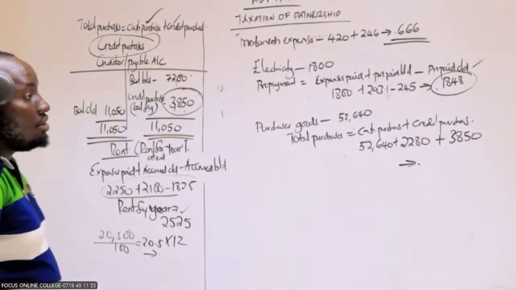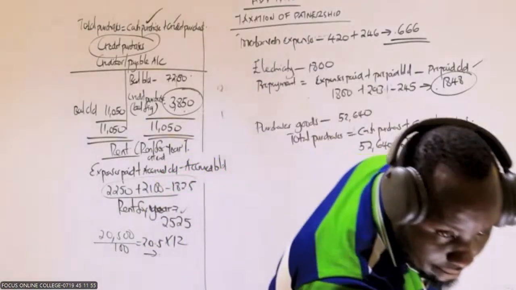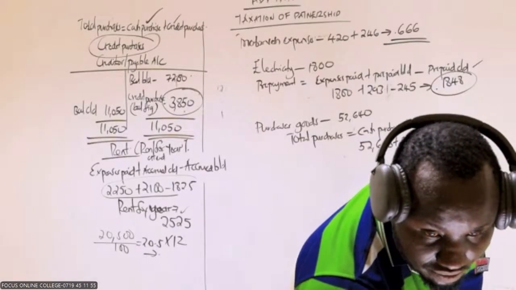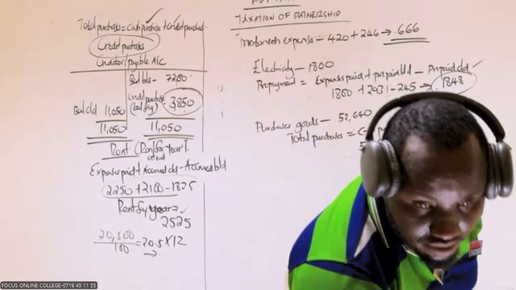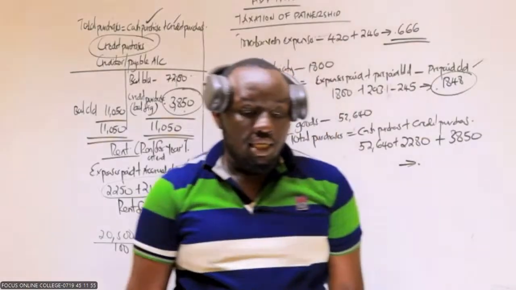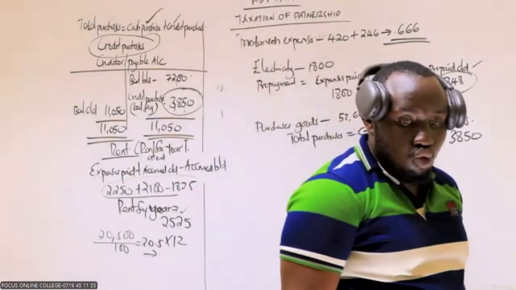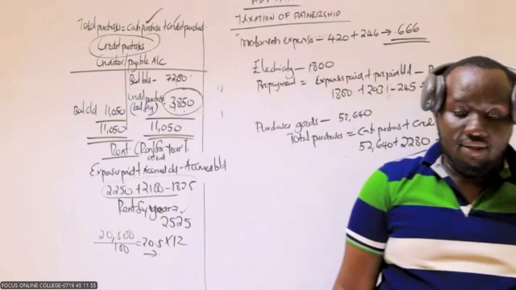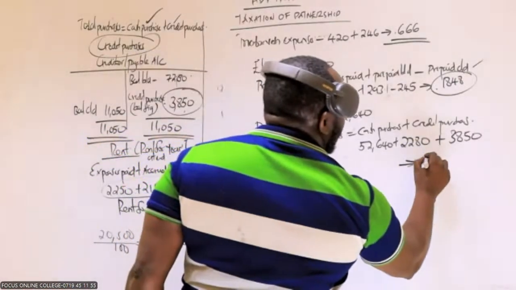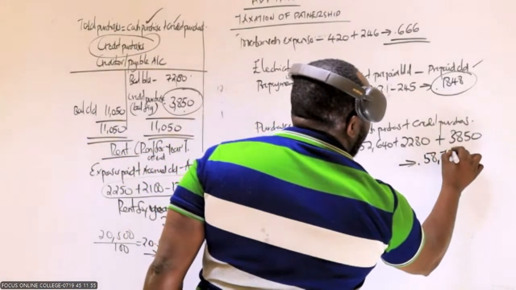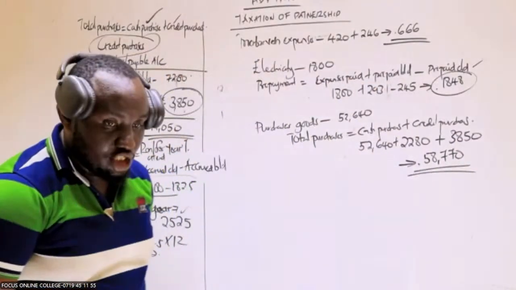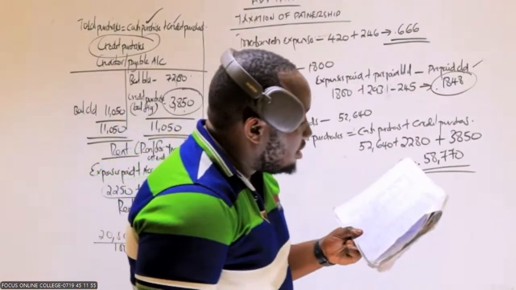So we can have a summary. Sioni, I'm not able to see that figure that I'm being given. So what is that figure? 5877. So this is the total purchases for the whole year. So I move to the next.